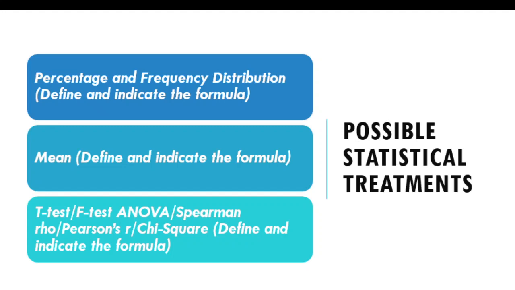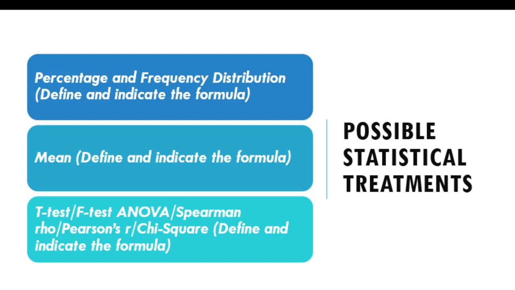Why is it possible? Because at this point in time, your research is not yet finished. Right? So, research in progress. Actually, you are still in chapters 1, 2, 3. So, definitely, research in progress. Now, one possible statistical treatment that you might be using is percentage and frequency distribution. There is a frequency and then a percentage, usually in a table. So you are going to define and indicate the formula.